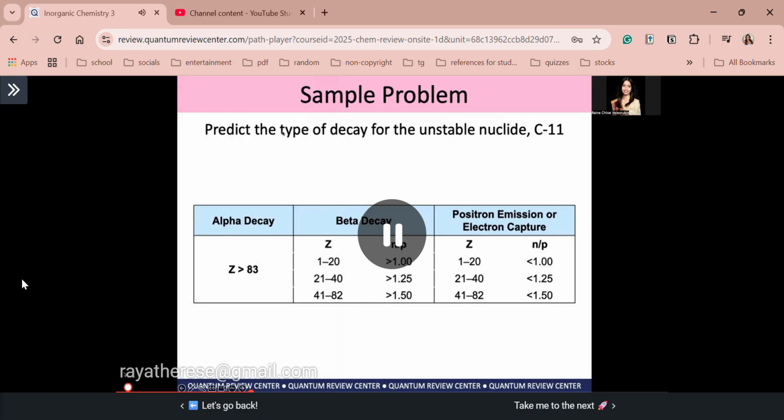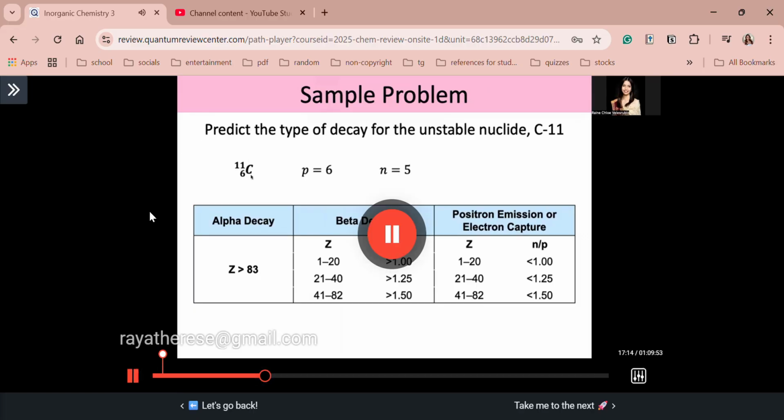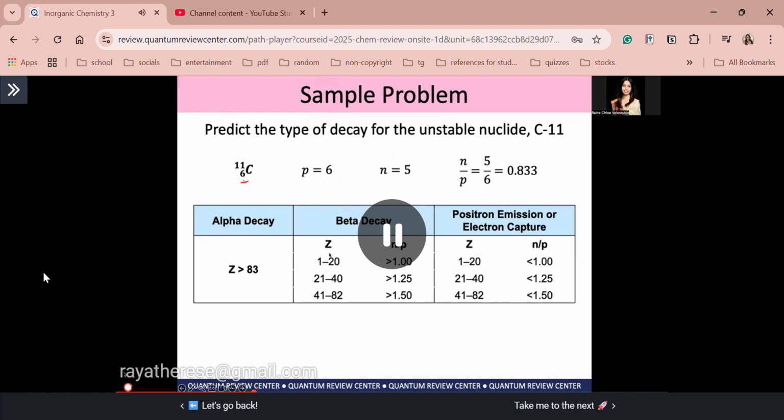Lastly, predict the type of decay for the unstable nuclide carbon-11. So for carbon-11, its number of neutrons is 5, since 11 minus 6 is equal to 5. Number of protons is equal to 6. So N/P ratio is equal to 5 over 6, which is equal to 0.833. Since the atomic number of carbon is 6, then its range is within 1 to 20.